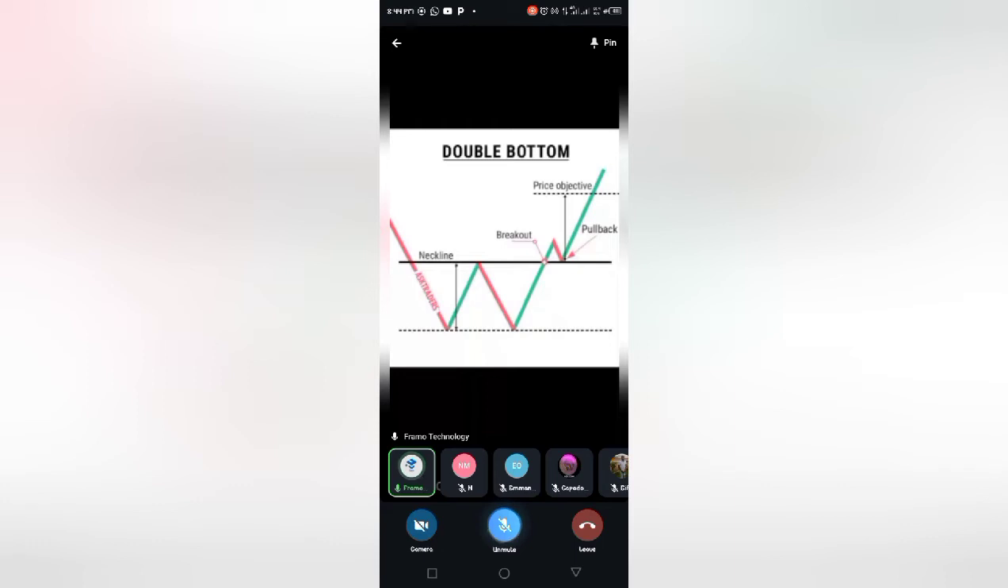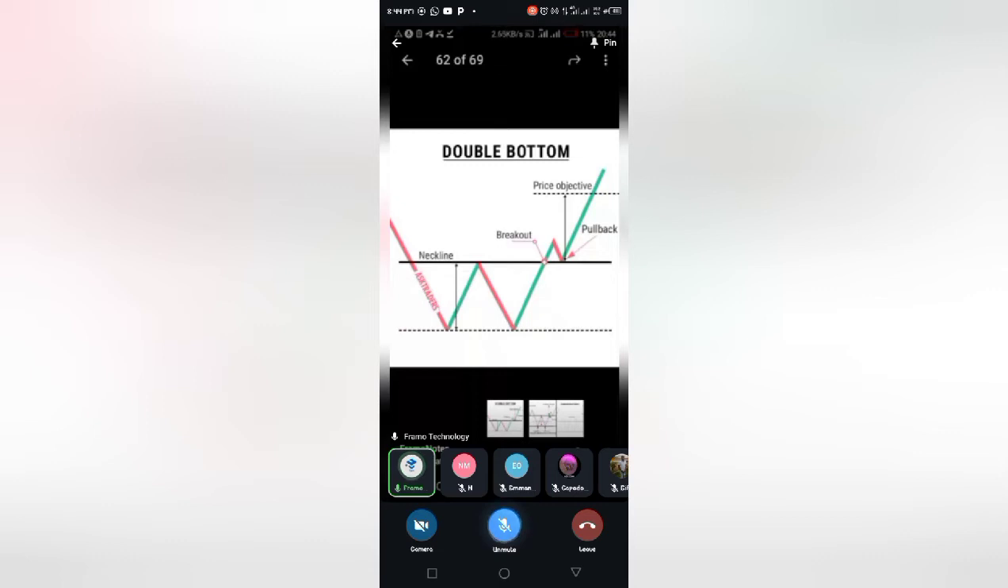Then you get the 2 lows separated by 1 high or 1 peak, which is the dark line. Here it will be your resistance. So we are going to change the entries and take profit. You are just going to reverse it. So here, the same thing. You enter at the neckline.